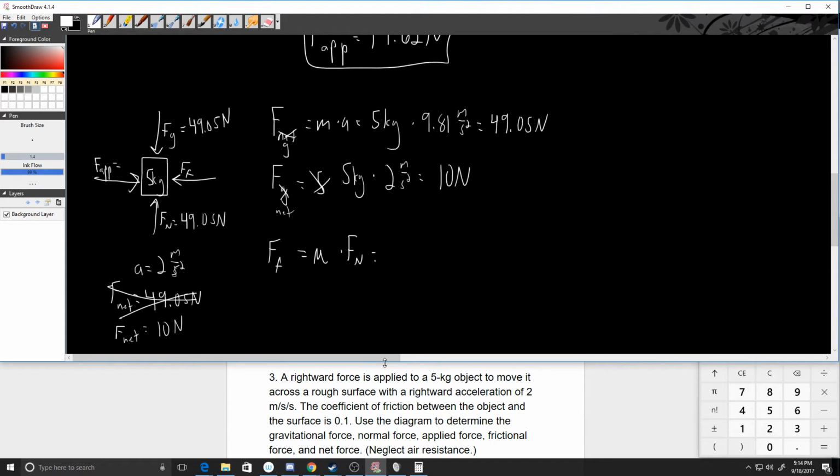In this case, they say that the coefficient of friction is 0.1, so it's a smoother surface than what we worked with last time. Force normal is 49.05. This time I just need to move my decimal, so we're down to 4.905 newtons. All right, that's my force of friction.